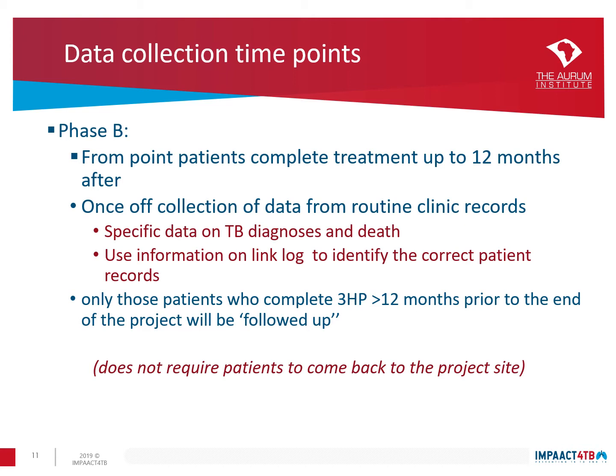Phase B data collection is a once-off collection of data from routine clinic records, and we'll collect data on TB diagnosis and deaths. We will use a log to identify the correct patient records. And only those patients who complete treatment more than 12 months prior to the end of the project will be followed up. Otherwise, we'll not be able to collect the data. And important to note, phase B data collection does not require patients to come back to the project site. It is a record review.